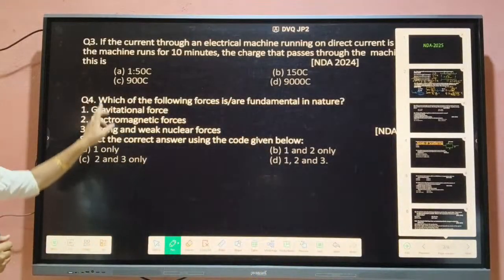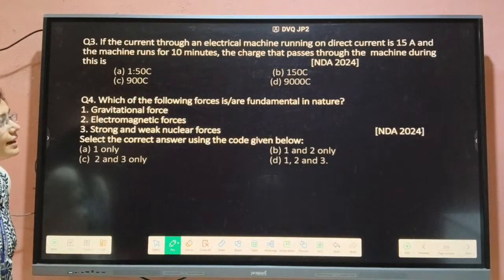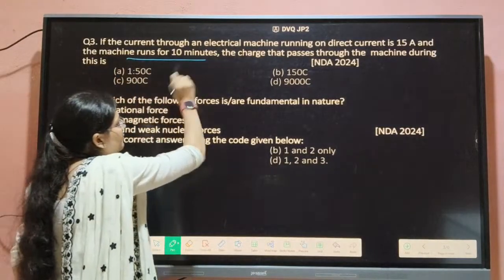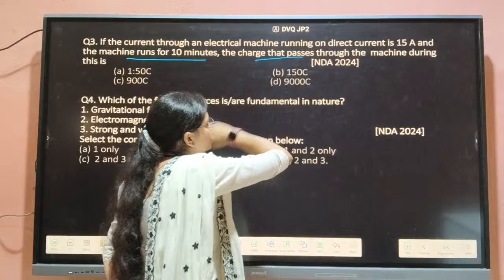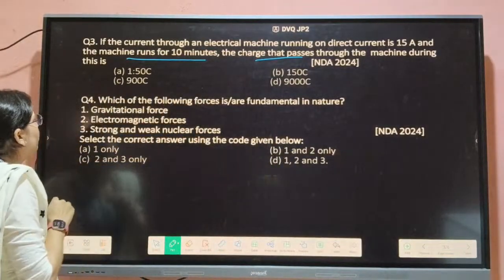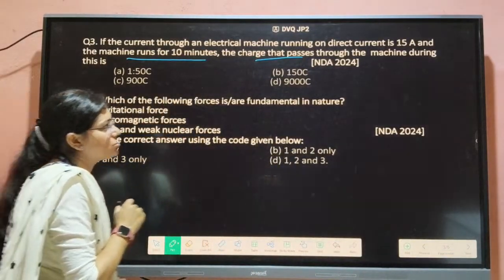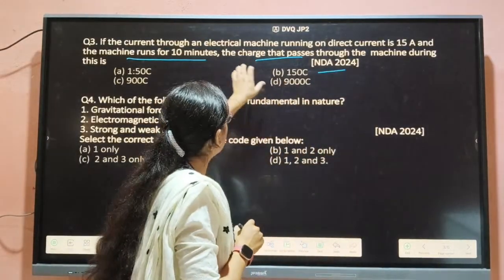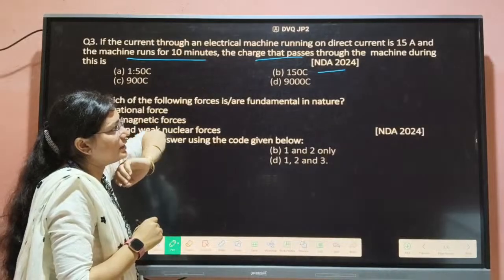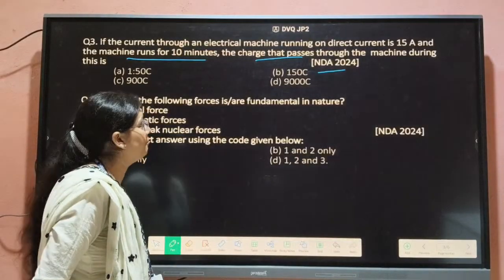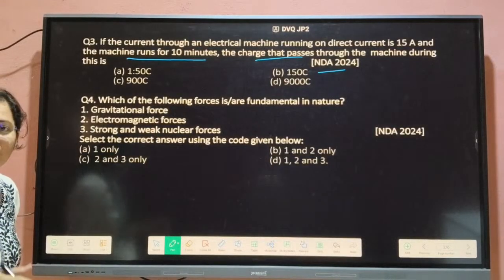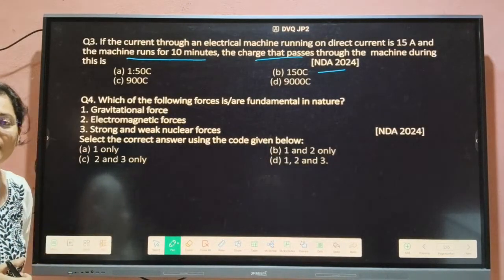If the current through the electrical machine running on direct current is 15 ampere and the machine runs for 10 minutes, then the charge that passes through the machine during this, options are given. This is the previous year NDA question. So in that question your current is given beta, 15 ampere. So here we have to find the charge. This 15 ampere is flowing in our circuit for 10 minutes.